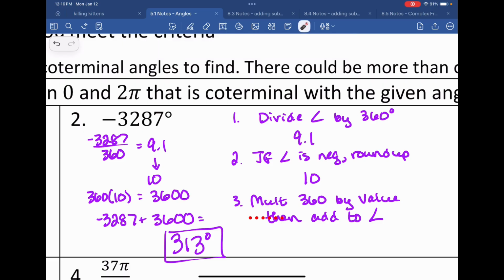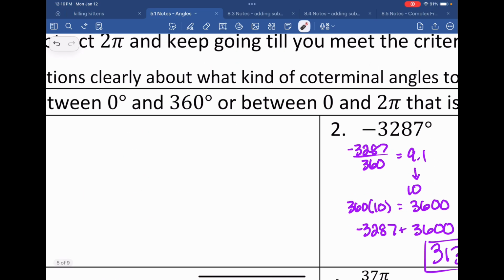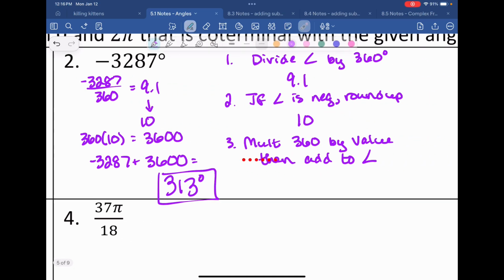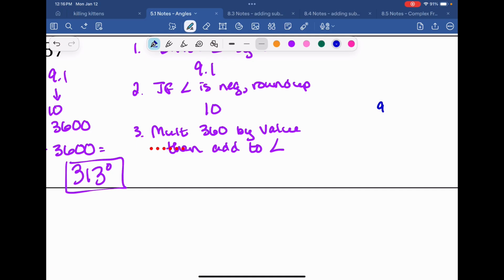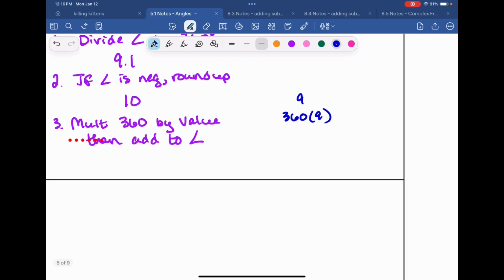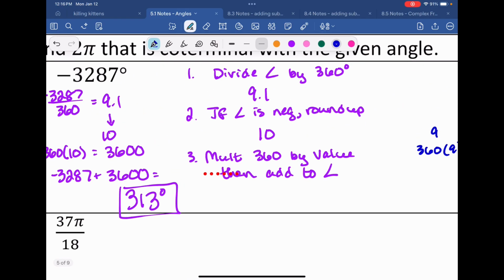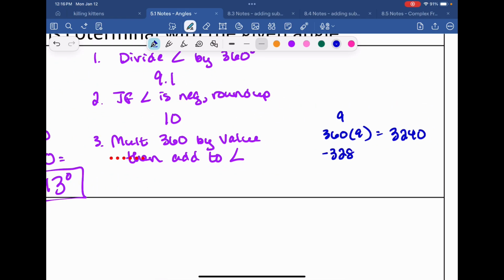The reason we round up if it's negative is because it wanted my angle to be between 0 and 360. Okay, if I did just 9, so 9 times 360, and we took that and we added, my angle would not be big enough. It would be negative 47. That's why we round up, because my angle has to be between 0 and 360.